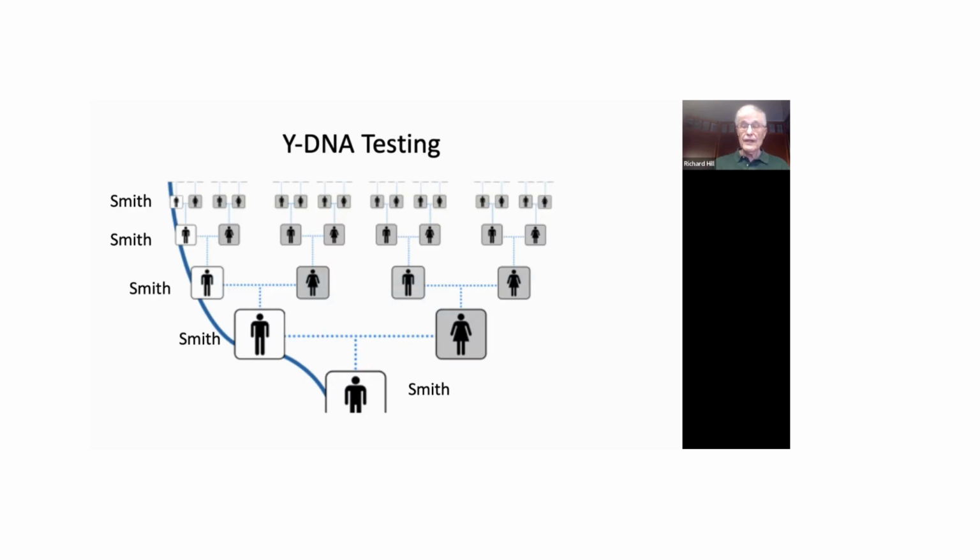Unless there is an adoption or other name change, the surnames can remain unchanged down the direct paternal line for many generations. Now, women can use this test by testing a suitable male relative. That could be your brother, your father's brother, or a son of your father's brother. And by selecting suitable test subjects, we can explore many other paternal lines in our family trees.